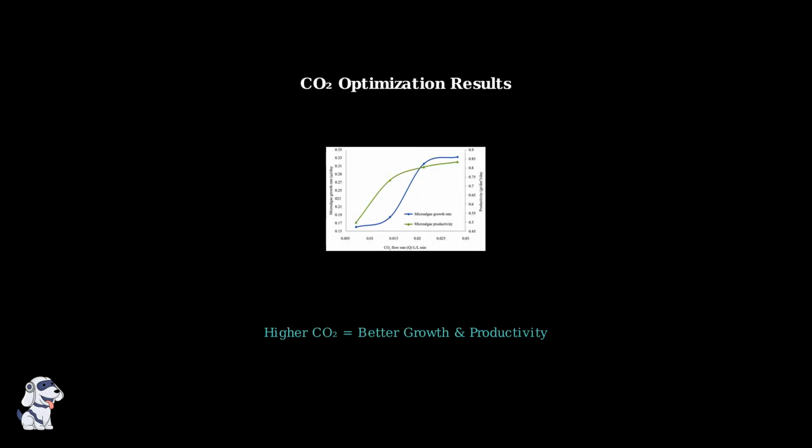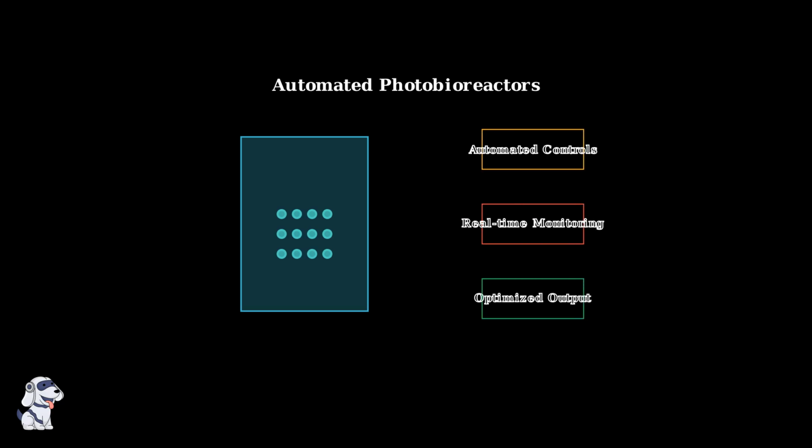Here's a real example of optimization in action. This graph shows how adjusting carbon dioxide flow rates dramatically improves both algae growth rates and productivity. Small changes in conditions can yield massive improvements. Automated photobioreactors represent the cutting edge of algae cultivation technology. These sophisticated systems precisely control every aspect of the growing environment, maximizing yields while minimizing human intervention.